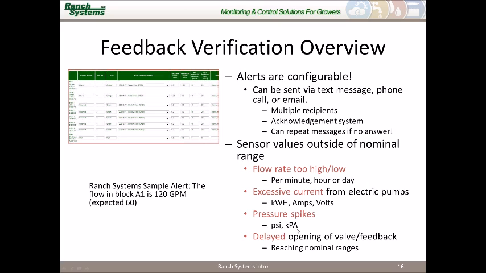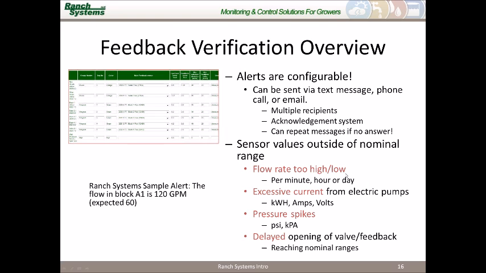Pressure spikes, so you can get an alert for the PSI or the kPa if it's above a certain value or below a certain value. And then most importantly, if a valve is opened and there's a delay of the feedback, so if it is outside of the normal range, for instance, low or high, if it's delayed, we think of that as a low reading or outside of the normal range.